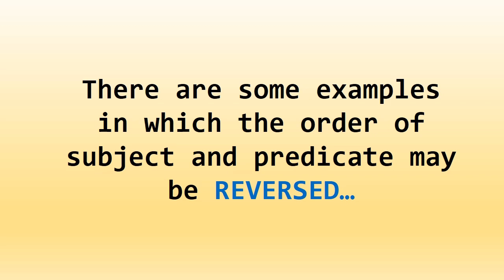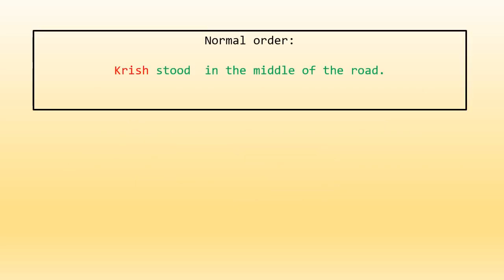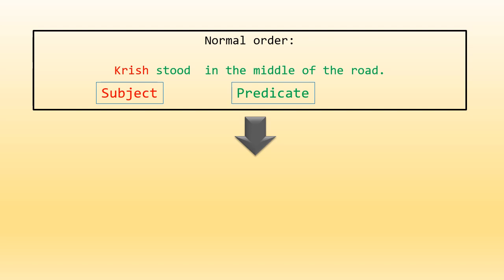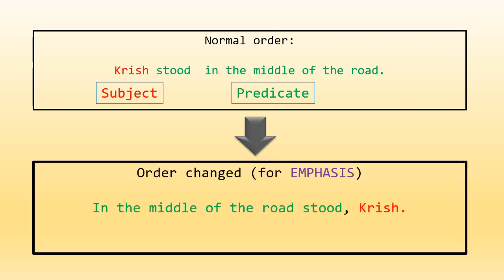Let's understand this concept with a few more examples. In the normal order, we write Krish stood in the middle of the road, where Krish is the subject, stood in the middle of the road falls under the predicate part. Understood? Now we will move on to the next example where the order is changed. Why do we change the order? For the sake of emphasis.